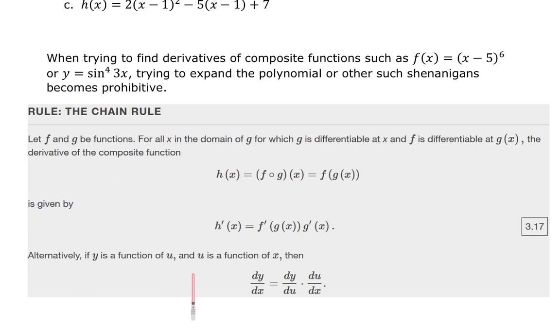Alternately, we can choose the inner function to be u. And so I have dy/dx is the derivative of y with respect to u times the derivative of u with respect to x.